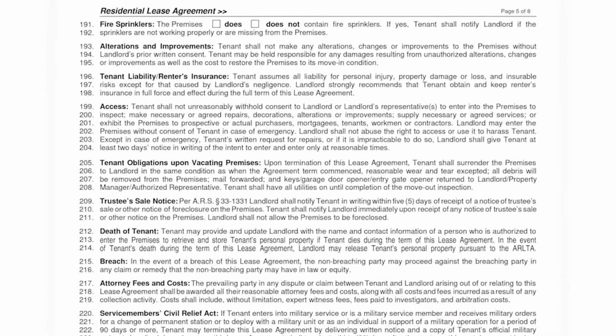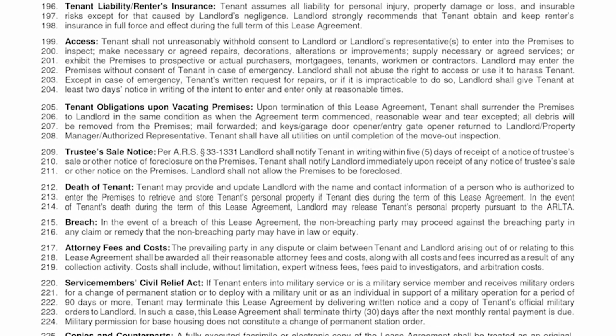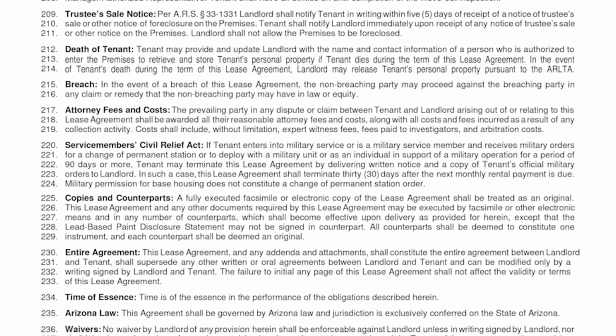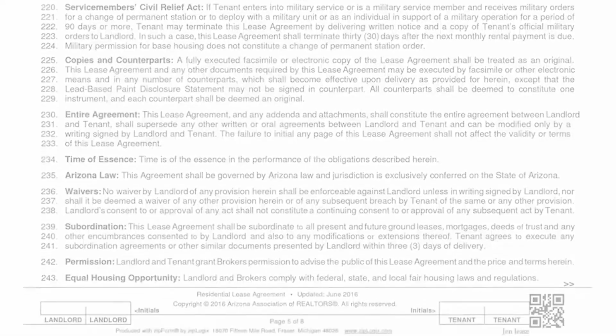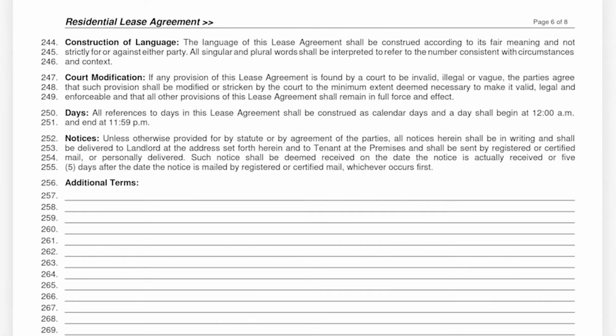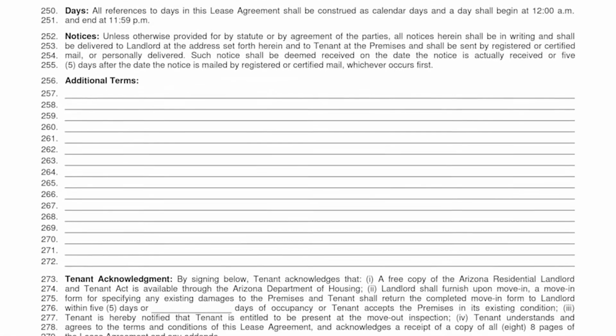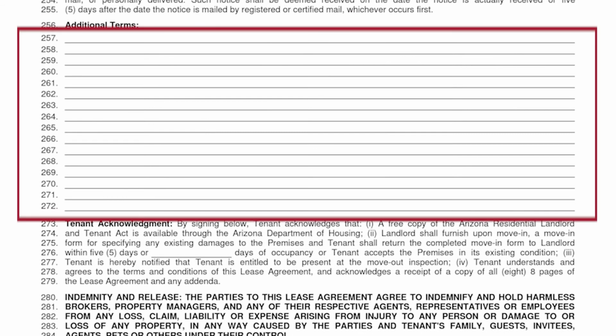Even though there are no boxes to be checked or initialed, lines 191 to 255 contain very important information that you must go over with your tenant. Lines 257 to 272, this is where you're going to list any additional terms or conditions that the tenant would like included in their lease agreement.